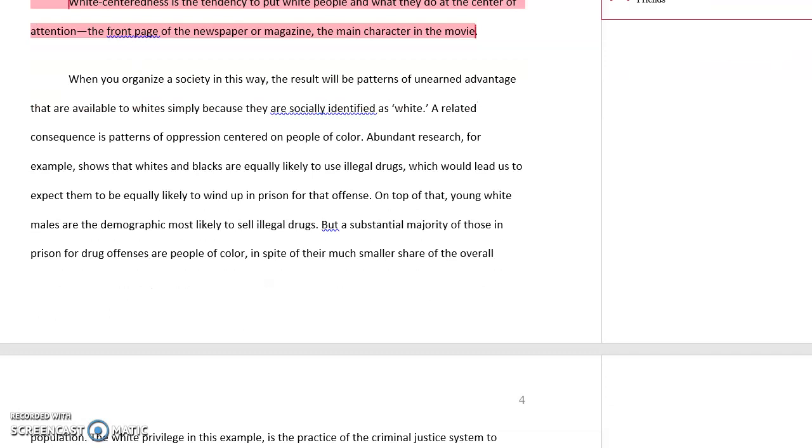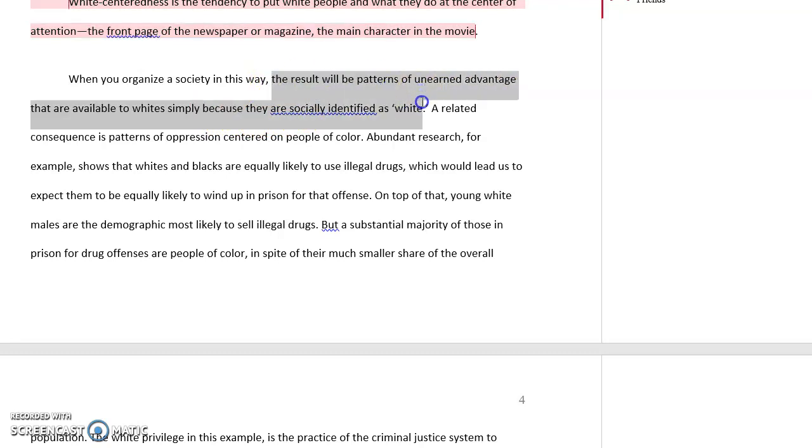Hi, I'm back. We're going to keep going. That was just a little pause there. We're going to finish up the reading. When you organize a society in this way, the result will be patterns of unearned advantage that are available to whites simply because they are socially identified as white. I'm going to underline that.